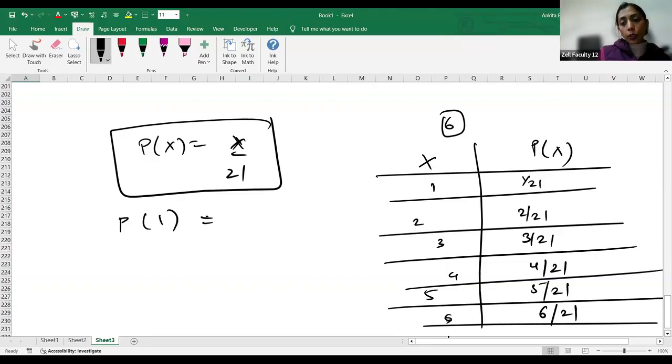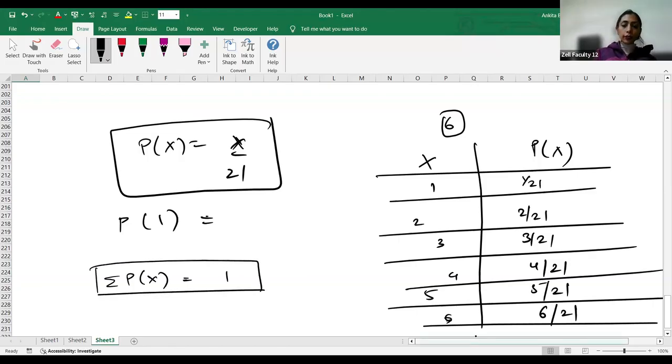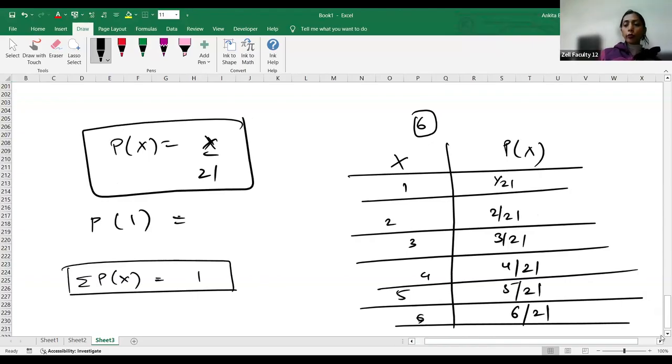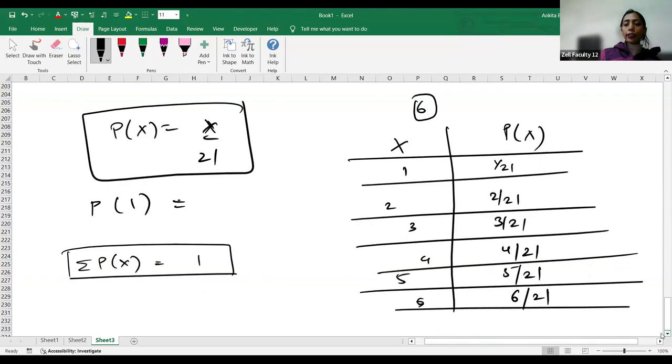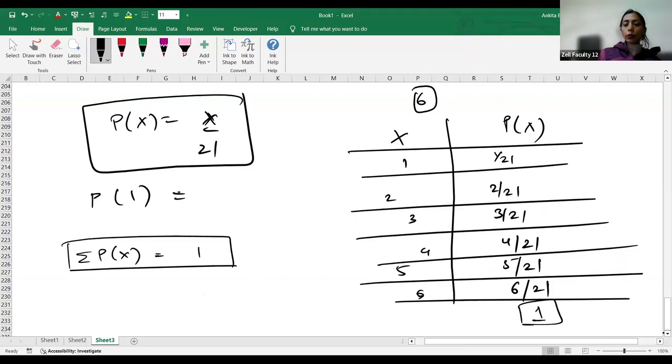There is one more rule of probability, which says that if I add all the probabilities, the total should always be equal to 1. Here also you can check: 6 plus 5 is 11, 11 plus 4 is 15, 18, 19, 20, 21. 21 divided by 21 is 1. So if you add all the probabilities, it will always come to 1.